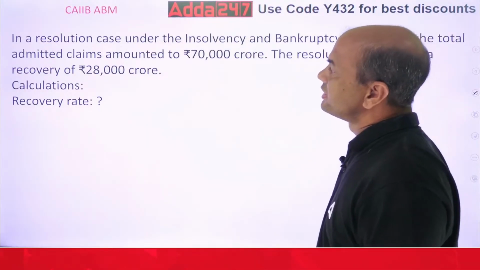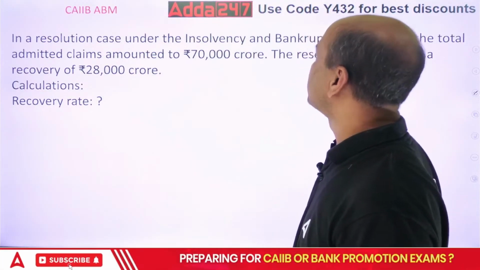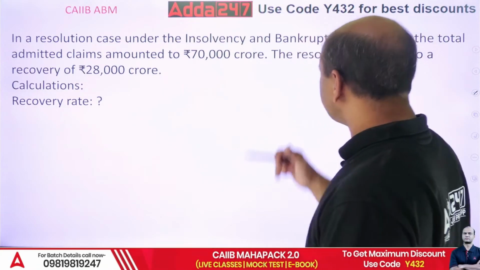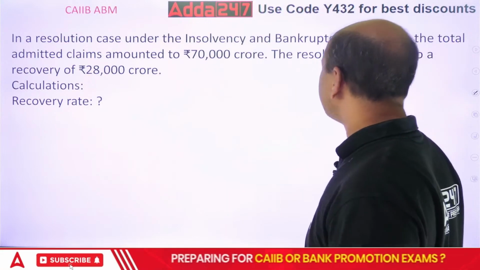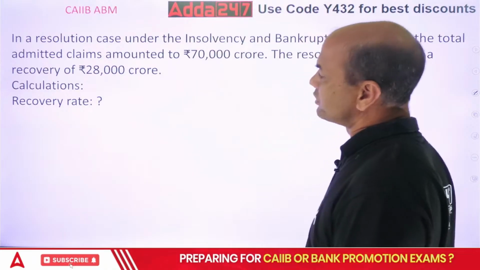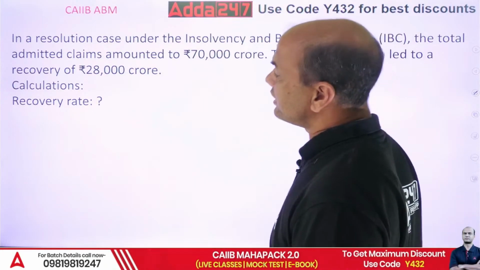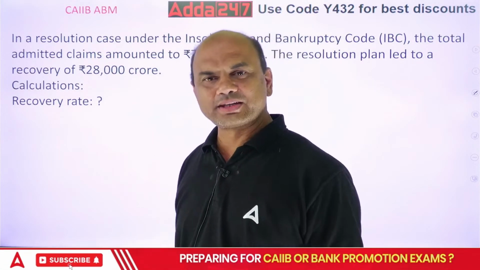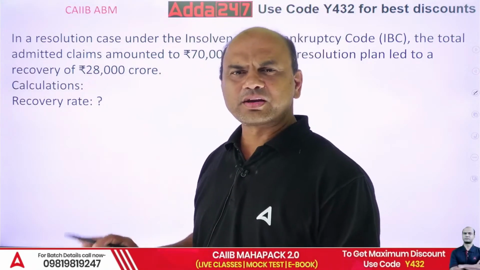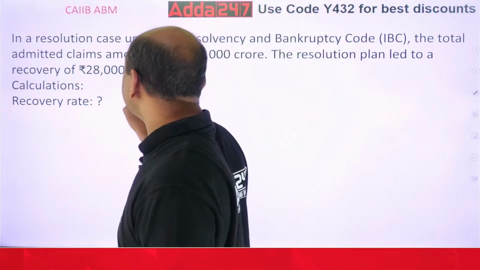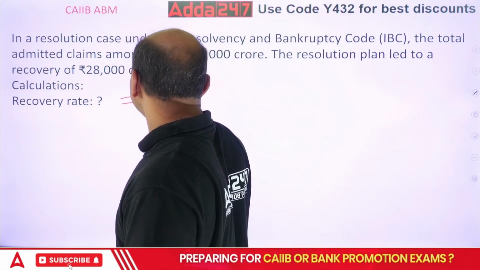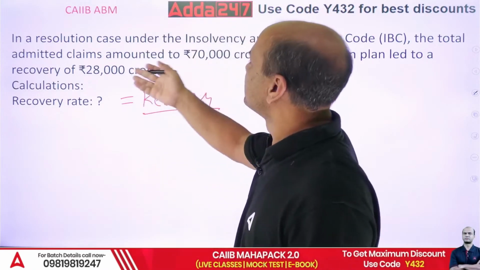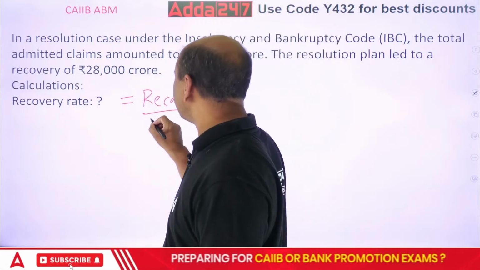In a resolution case under the Insolvency and Bankruptcy Code, the total admitted claims amount to 70,000 crores. The resolution plan led to a recovery of 28,000 crores. So calculate the recovery rate. Very simple numerical. What is my recovery upon, what is that? Claims. Total admitted claims.